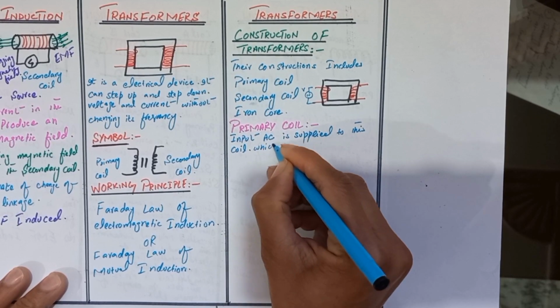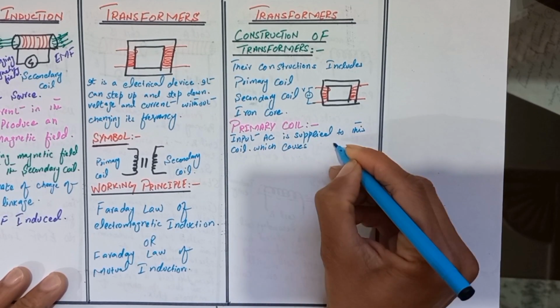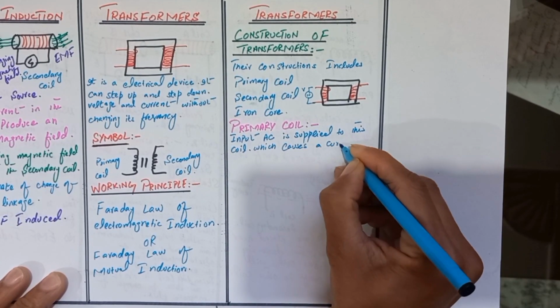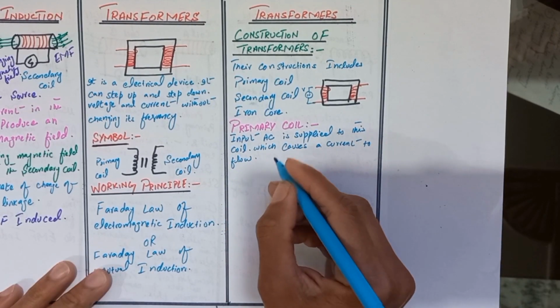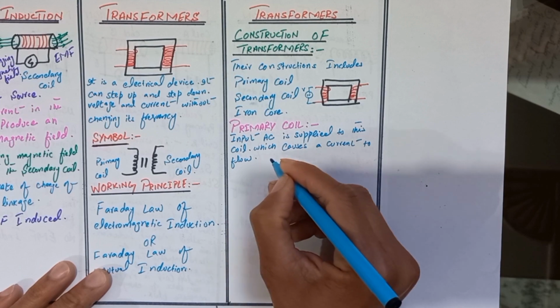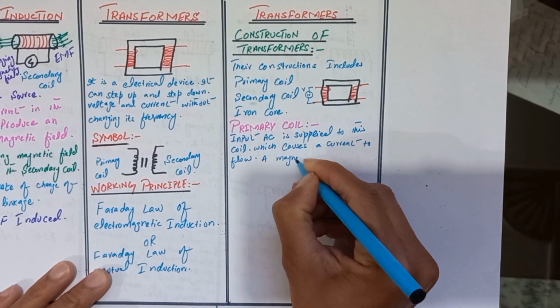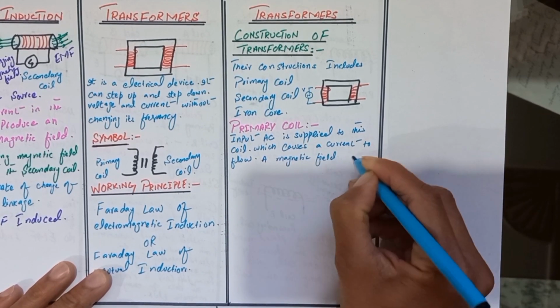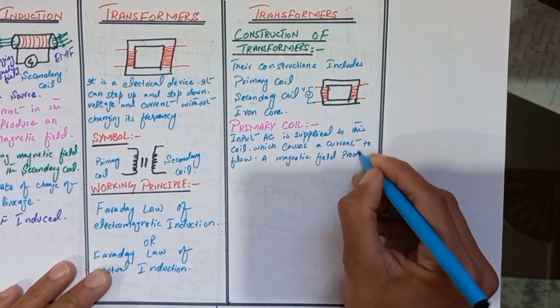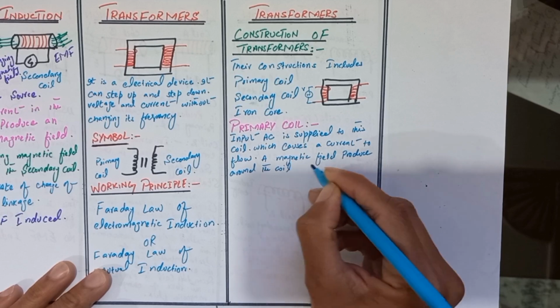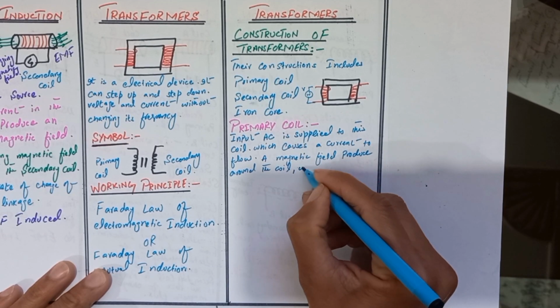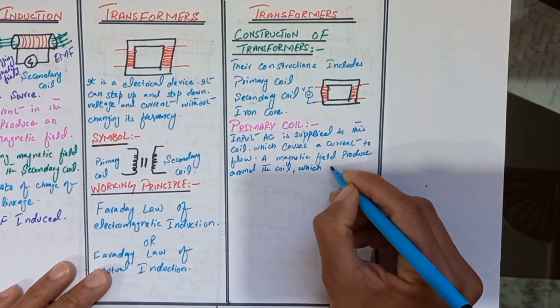which causes a current to flow. A magnetic field is produced around the coil, which alternates.